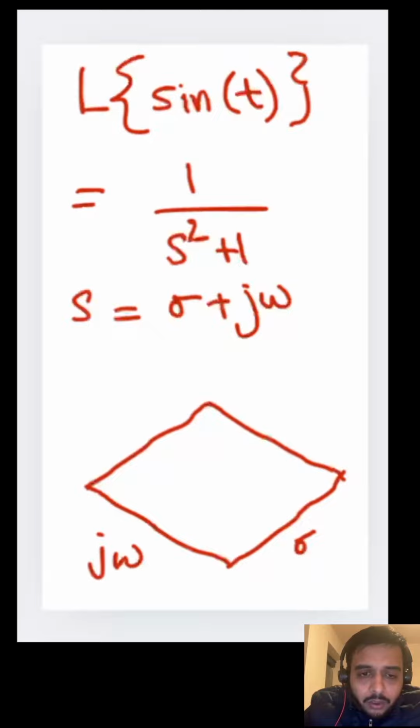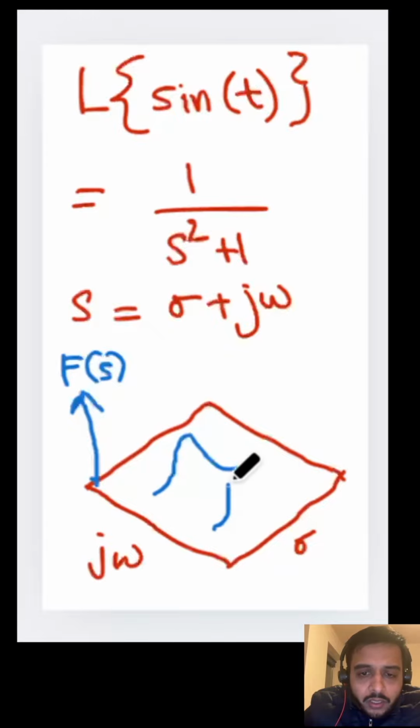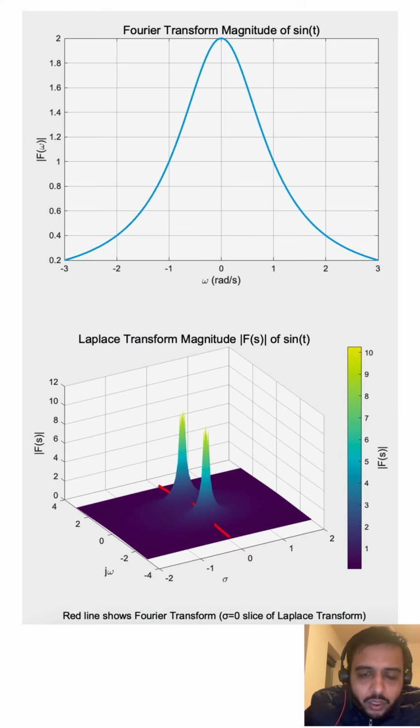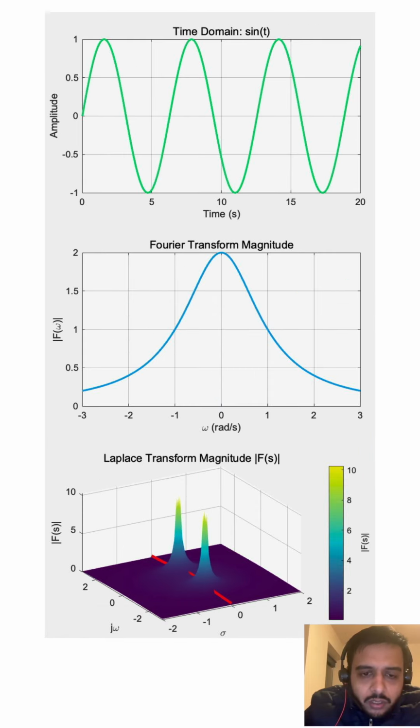So it's a plane. Now if I want to plot F of s, it becomes a 3D plot, and you have two mountain-like structures. If you take the cross section along the j omega axis, it's equivalent to our Fourier transform. So I visualized the Laplace transform as well as the Fourier transform for our simple sinusoidal signal, where x of t is sine t.